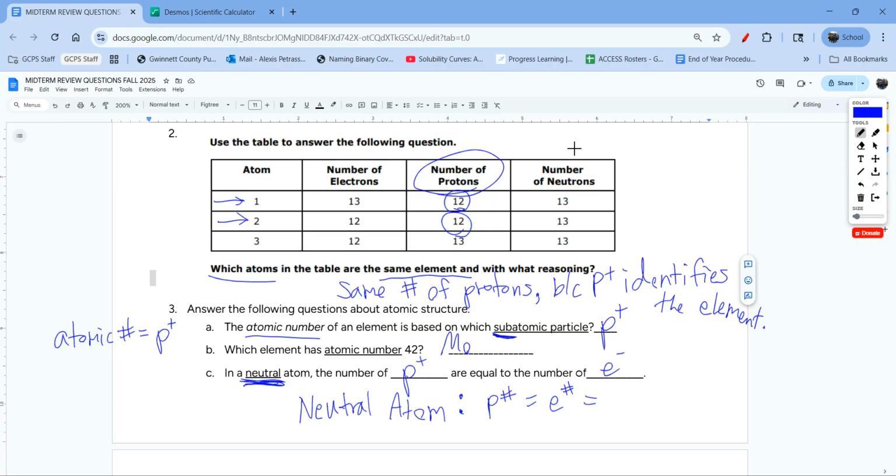So for a neutron, proton number equals electron number, which also equals the atomic number. That's the top number you guys see here on your periodic table on the top left.